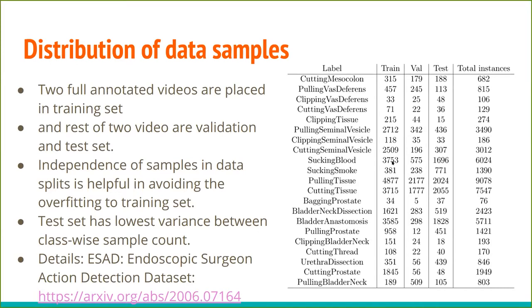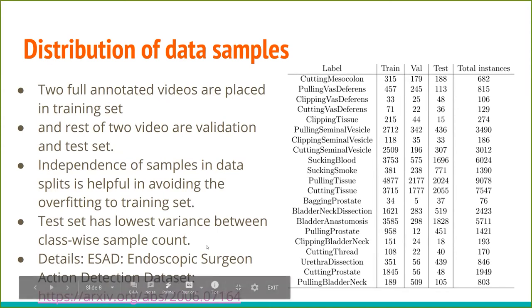The sample count per class is highly variable and the data set is a bit skewed. Actually, this is due to the general nature of these prostatectomy procedures, that some actions come more often than others. But to have a good quality evaluation, the test video was kept as the one which had the lowest variance. More information can be found on this link.